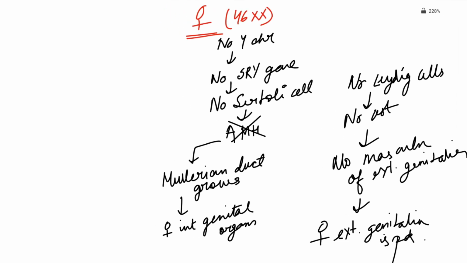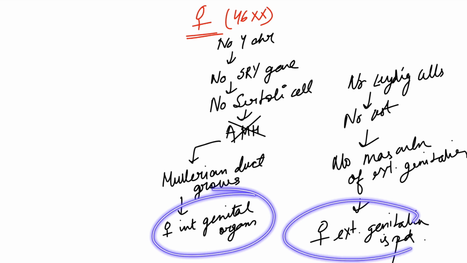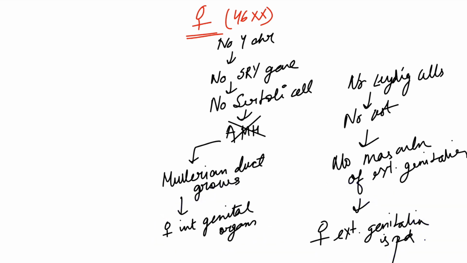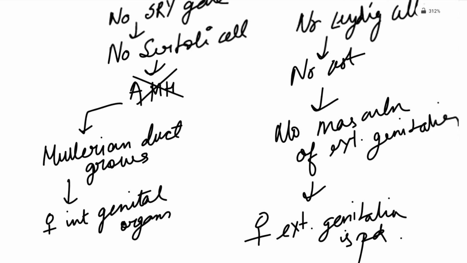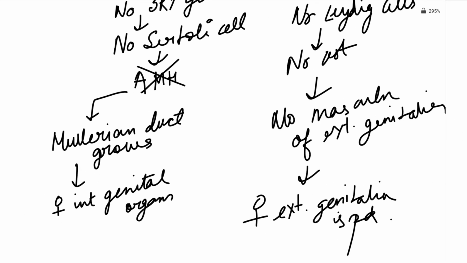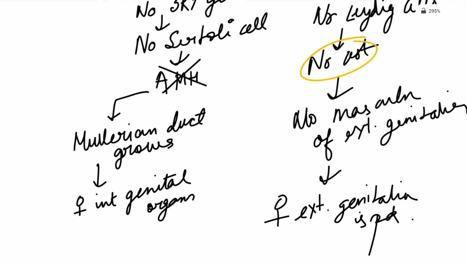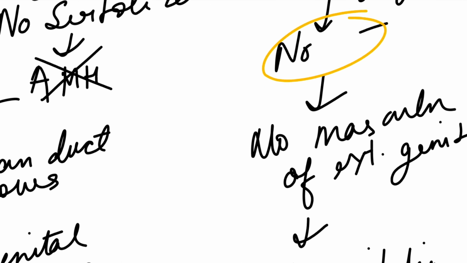So this is how, in the absence of the Y chromosome in females, the female internal genital organs are formed, and how the female external genitalia is produced because of the absence of the SRY gene. Now one more thing is that testosterone was causing the growth of the Wolffian duct. So if there is no testosterone, this is the testosterone, I'm sorry for my handwriting.